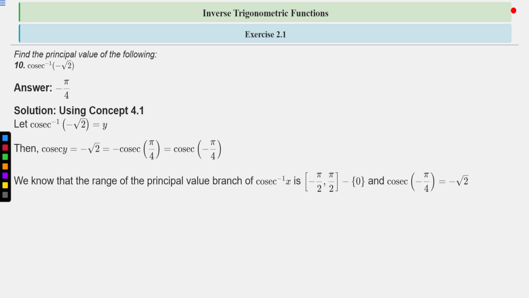Now we know that the range of the principal value branch of cosec inverse is basically minus pi by 2 to pi by 2 except 0, right? Therefore, cosec minus pi by 4 will be equal to minus root 2. Therefore, the principal value of cosec inverse minus root 2 is basically minus pi by 4. Therefore, minus pi by 4 will be the right answer. Okay. Hope you all understood. Let us move to the next question.